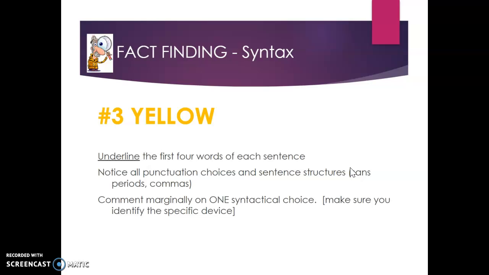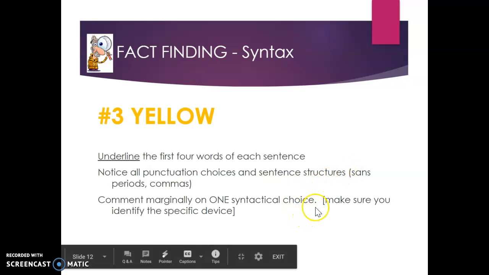Once you have completed your underlining of the first 4 words of every sentence, then you will notice some syntactical move. Only one is needed, but highlight in yellow. It could be a parallel structure or repetition, a rhetorical question. It could be some kind of balanced structure like antithesis. You can consult your yellow pages for some syntactical language to use, and you'll comment again marginally on one syntactical move.